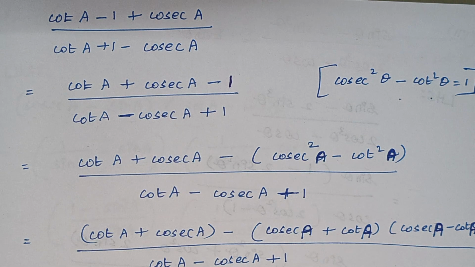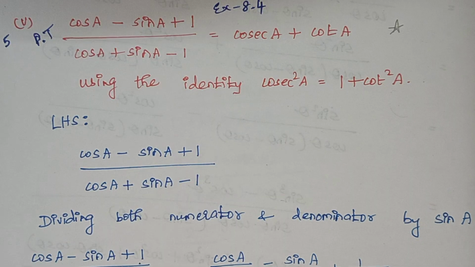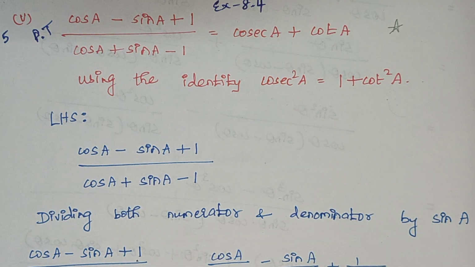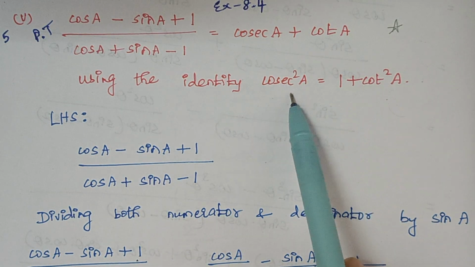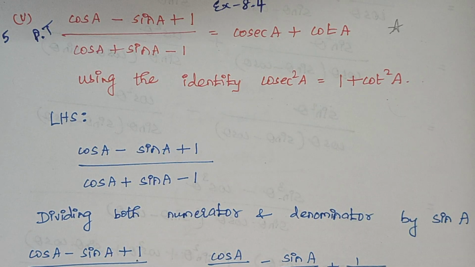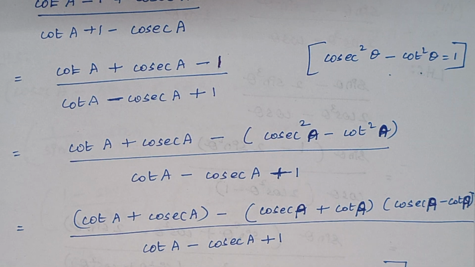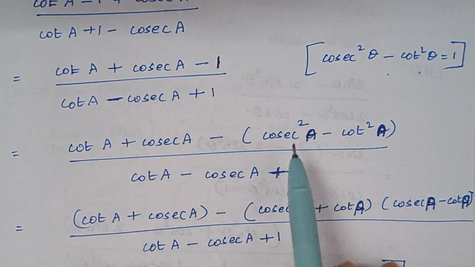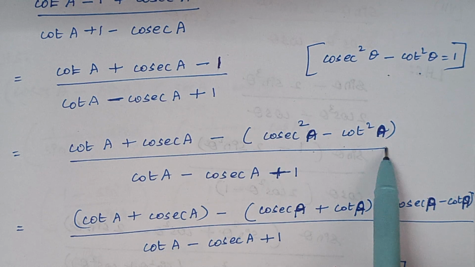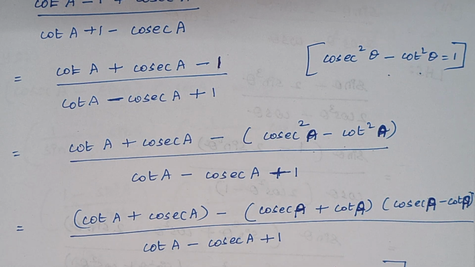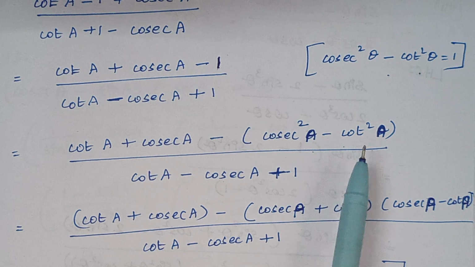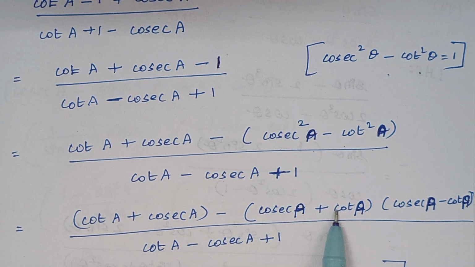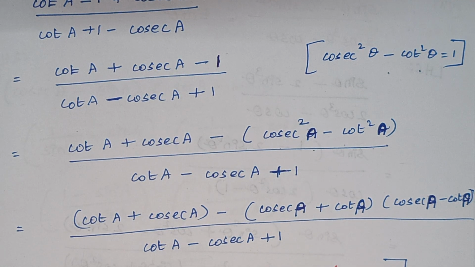In addition, they had mentioned in the problem that we use this identity, right? So from this identity, just now we have framed cosecant square A minus cot square A is equal to 1. So in the place of 1, just write cosecant square. Here since we are having A, cosecant square A minus cot square A. Right. So this is of the format A square minus B square. So in the next step, we are splitting and writing it as A plus B into A minus B.